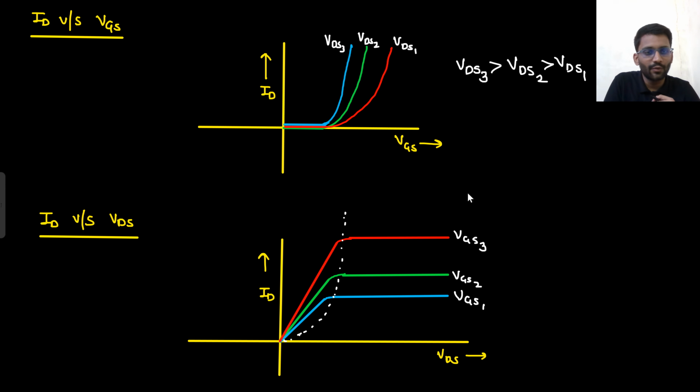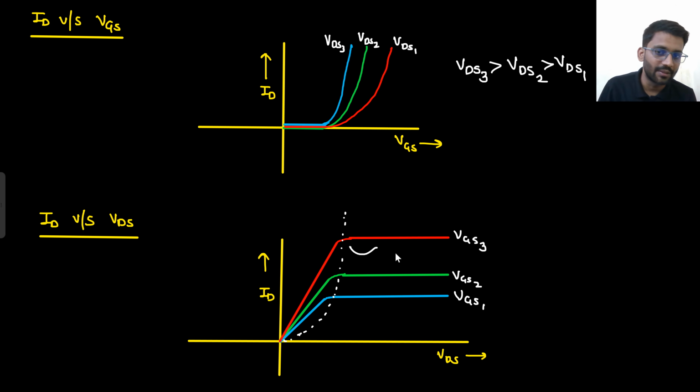If you increase the VGS value, what will happen? If VDS is the same and you are increasing VGS, that means you are increasing positive potential at the gate. That means electrons will be supplied, so in the channel you will have more electrons, which means more current. So if you increase positive potential at gate, the current will increase.